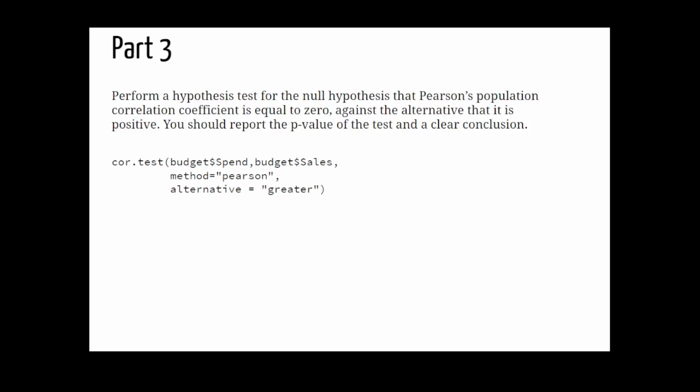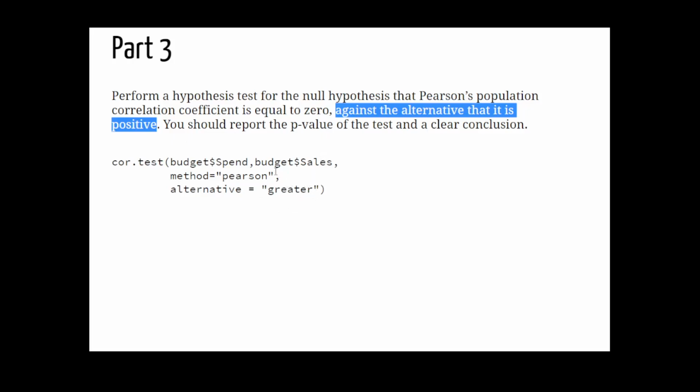So first off, we just specify the two variables. The two variables from the budget data frame are spend and sales. What we're also going to do is specify the method, to be very precise about it, that it is the Pearson correlation coefficient. Here is alternative equals greater. So this is specifying the alternative, that it is a positive correlation coefficient. Greater here means greater than zero.